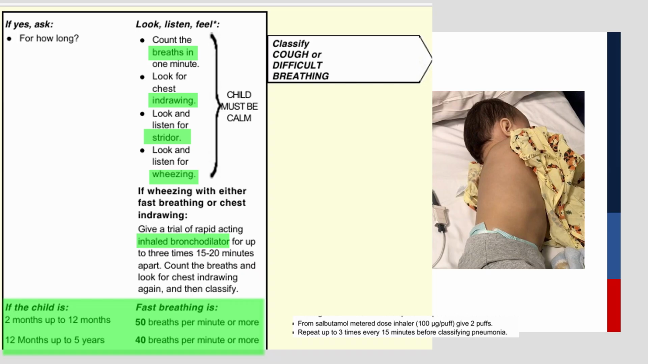Then you're going to move a bit closer to the child, and look and listen for stridor. Stridor is a sound that comes with inspiration. Then you are going to look and listen for wheezes. If there are wheezes in the chest or you see chest indrawing, you can give a trial of inhaled bronchodilators. You can give them salbutamol, 2 puffs every 15 minutes. Just give them 3 times. If the child gets better, that's fine. And then you're going to reclassify the child again.